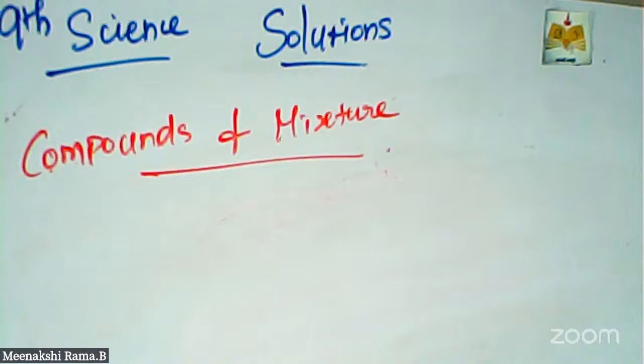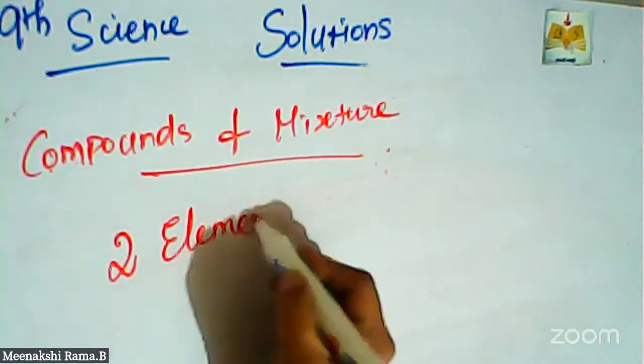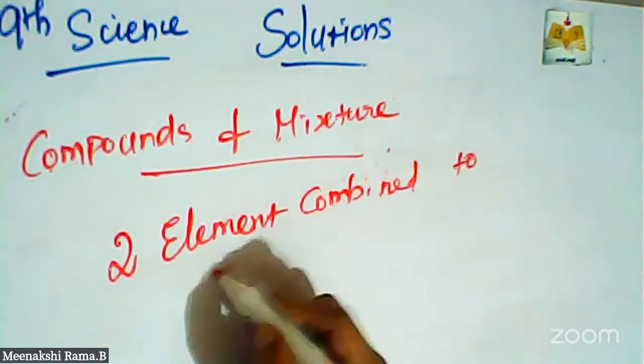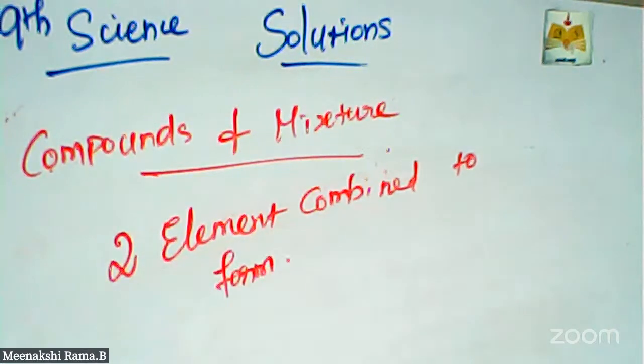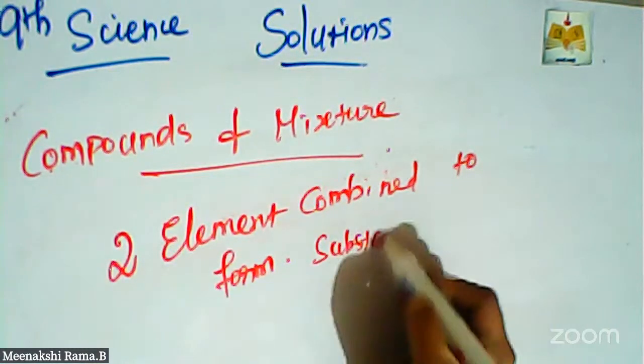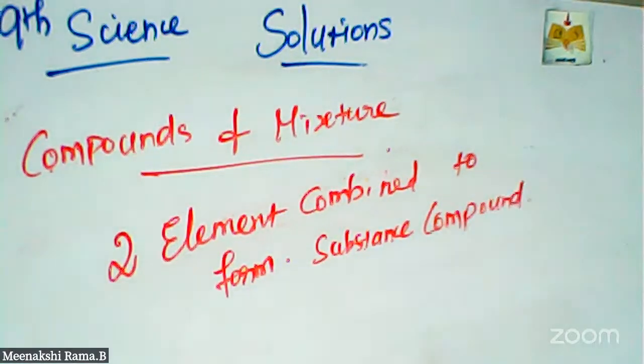Two or more elements combined to form a new substance. Two elements combined to form a substance is called a compound. What is compound? Two elements are joined together to form a compound. So that new substance is called a compound. For example, water.